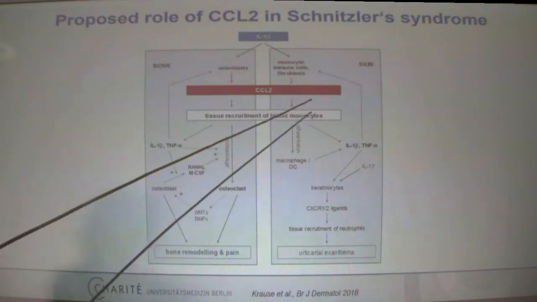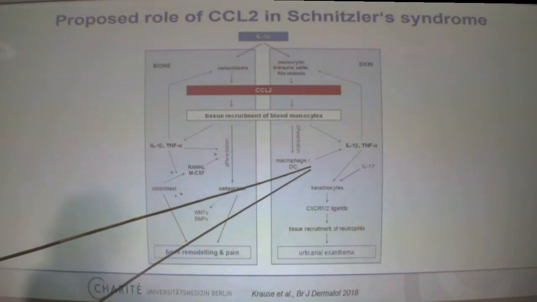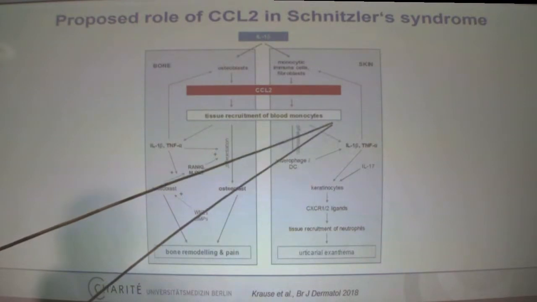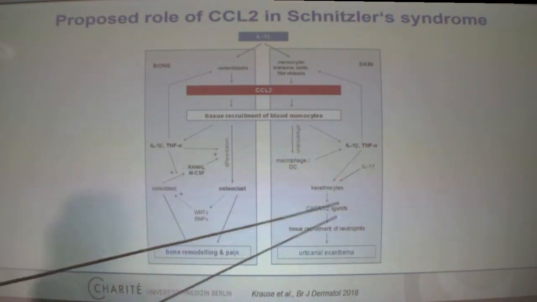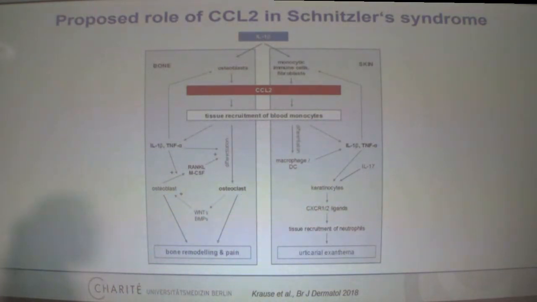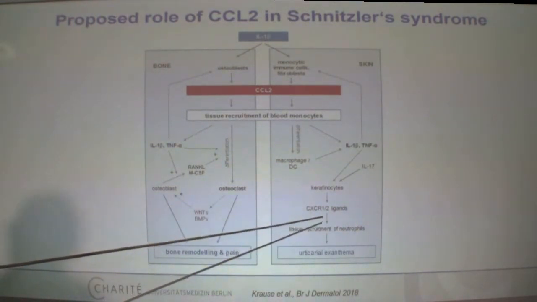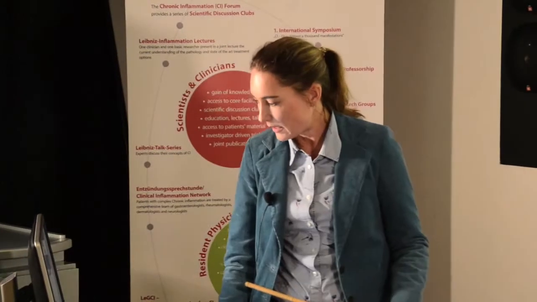And within the skin, we have the monocytes again producing CCL2 that also leads to differentiation of macrophages, and the monocytes and macrophages producing IL-1 beta and TNF that via keratinocytes leads to activation of antimicrobial proteins, and via CXCR1-2 ligands to tissue recruitment of neutrophils that then produce the urticarial exanthema together with the mast cells.